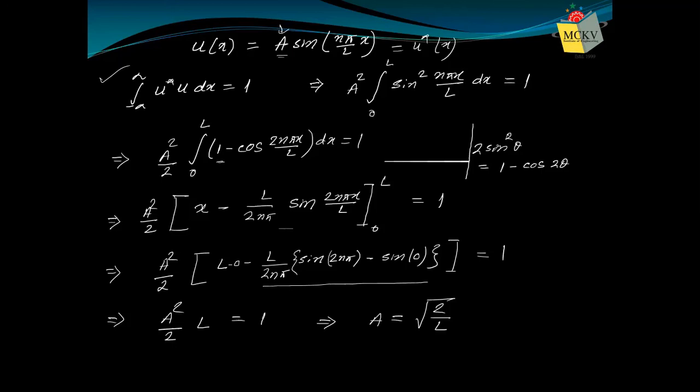The sine part actually doesn't contribute because when you put the limits, it will be 0. So the only value comes from x when x equals L. If I put those values, it will be A squared by 2 into L equals 1. Therefore, A equals root over 2 by L. That means now our wave function is complete.